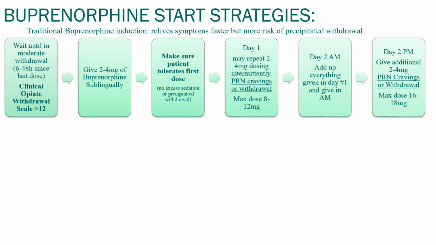On the first day, patients should take small additional doses of bupe. So they can take 2 or 4 milligram doses intermittently over the course of day 1. Their max dose should be 8 to 12 milligrams. On day 2, they take everything they took on day 1 and just take it all in the morning. And then in the afternoon, they can do the same thing by taking 2 or 4 milligram small doses. And then people should be really, by the end of day 2, feeling much better and induced on this drug.